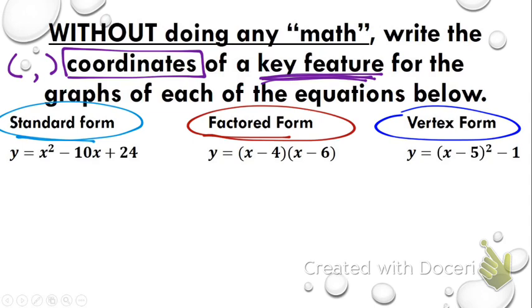I want to know the name of the key feature. So what is it that I can tell about the graph? And I want the ordered pair that goes with it.